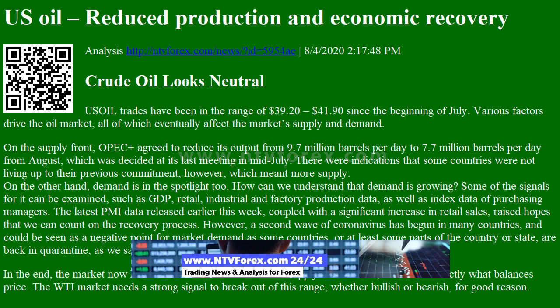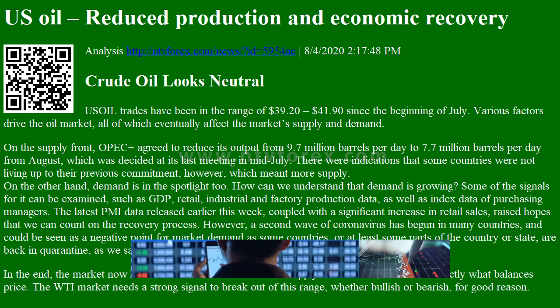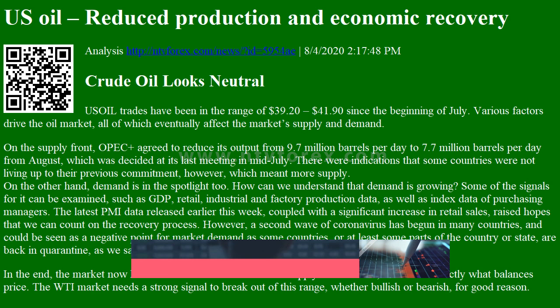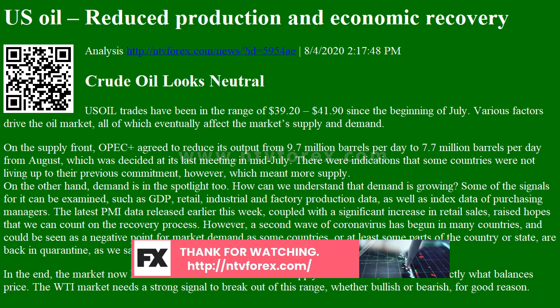On the supply front, OPEC agreed to reduce its output from 9.7 million barrels per day to 7.7 million barrels per day from August, which was decided at its last meeting in mid-July. There were indications that some countries were not living up to their previous commitment, however, which meant more supply.